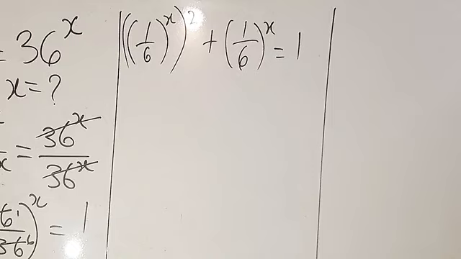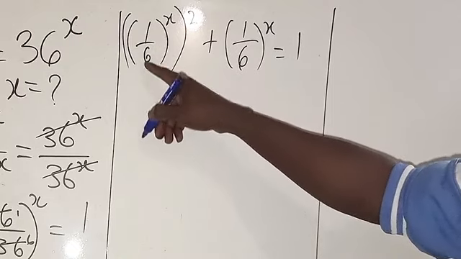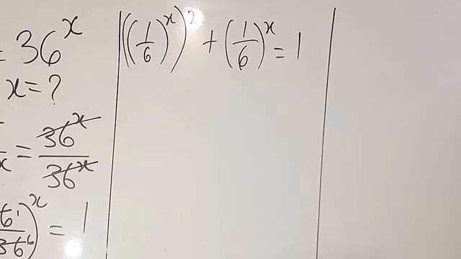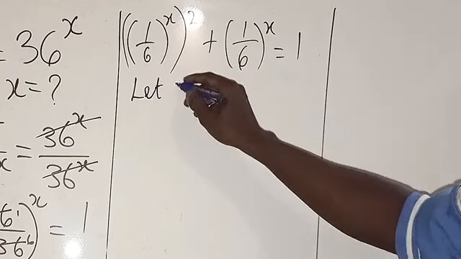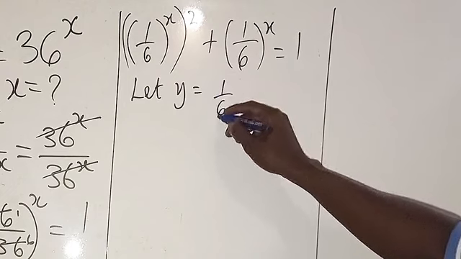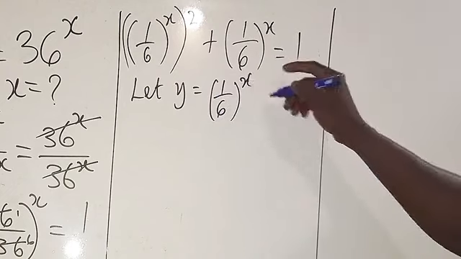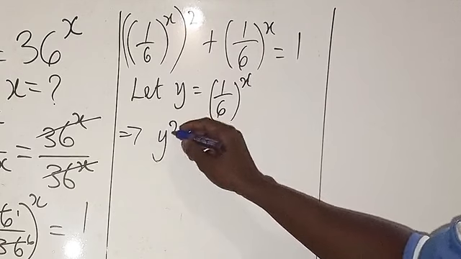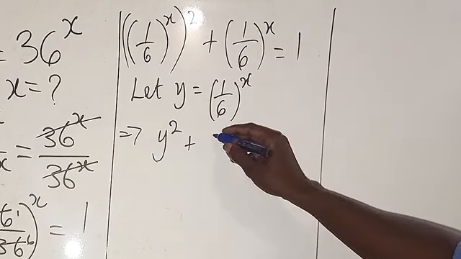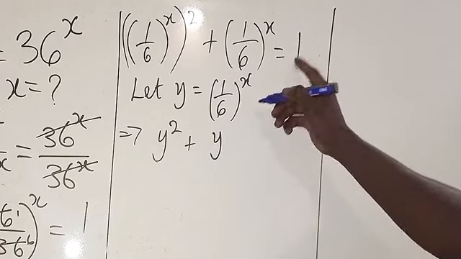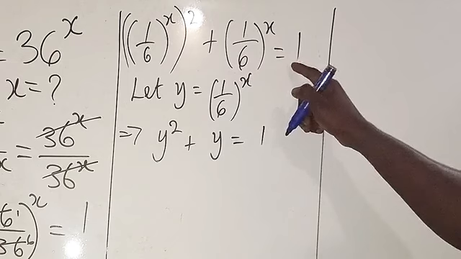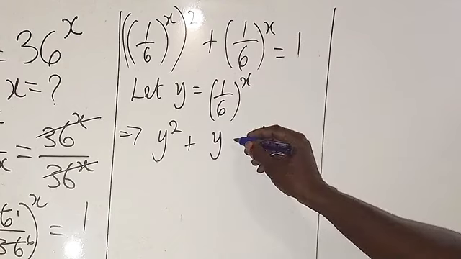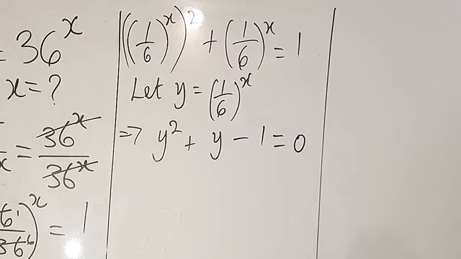Do you understand? So from there we can see here we have 1 over 6 to the power of x, 1 over 6 to the power of x here, and we have 1 here. So we can let y be equal to 1 over 6 all to the power of x. So we replace it here, and we're going to have y to the power of 2 plus y equals 1. But you know that this 1 can be transposed to the left hand side, and it's going to change to negative, then we have 0.